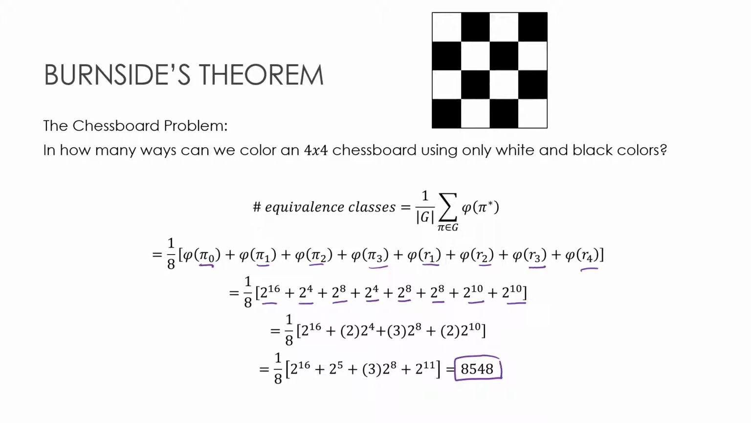8,548. So that's how many equivalence classes, or remember, these are also called orbits. And that's what we're using Burnside's theorem to determine, is orbits.